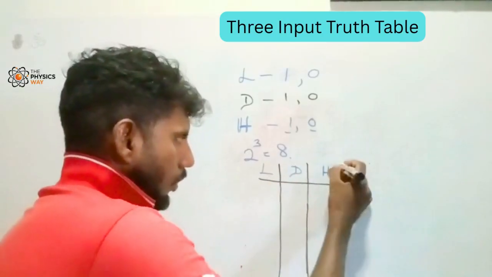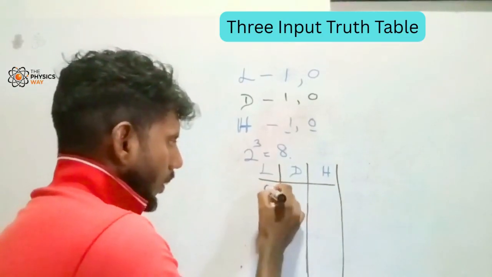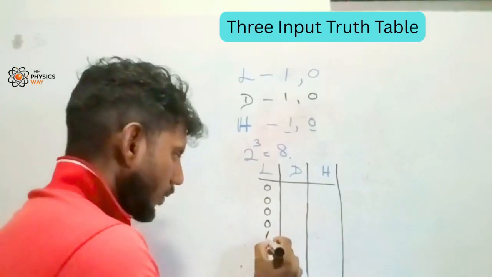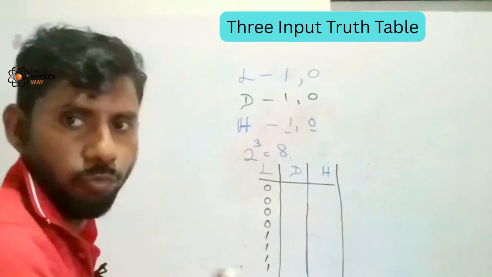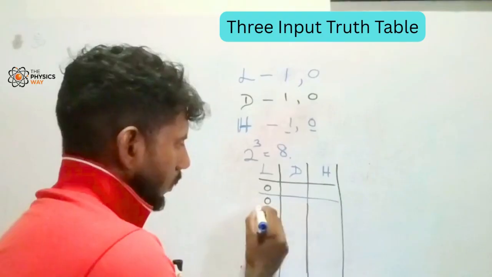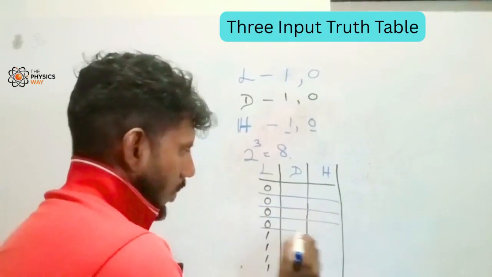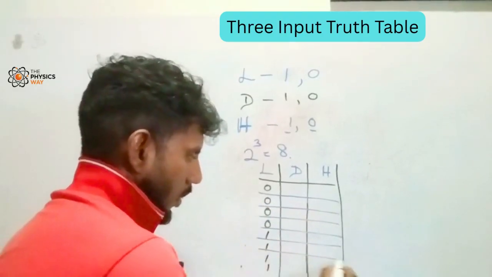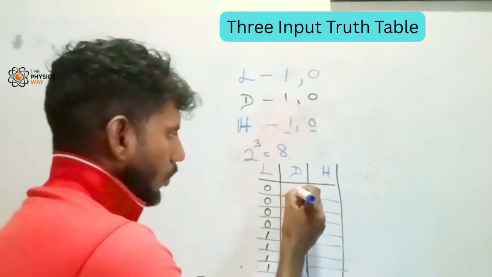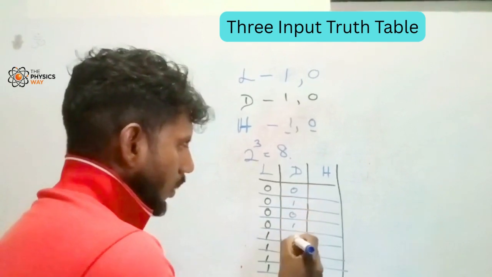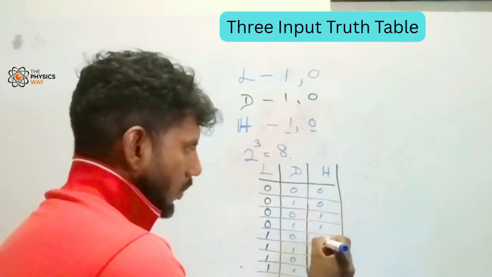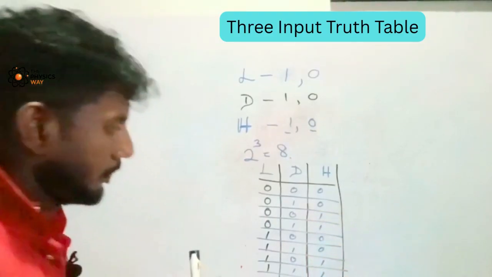So I'm going to write the possible combinations. I'm going to write 0, 0, 0, 0, 4 zeros and 4 ones, right? Then 4, 4, 4, right? And wait, this is 7 and 8 combinations, right? Okay, for the next one I'm going to use 0 1 0 1 0 1 and 0 1, 0 0 1 1 0 0 1 1, right?